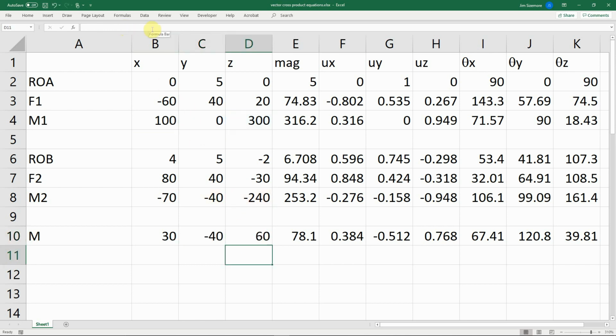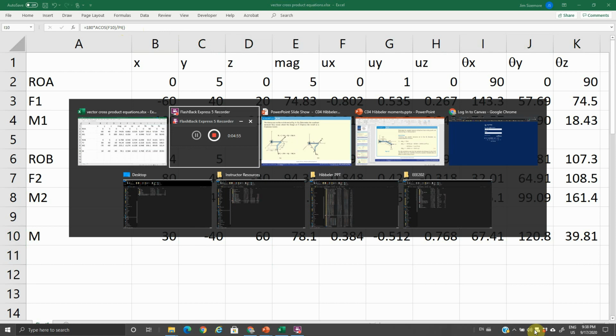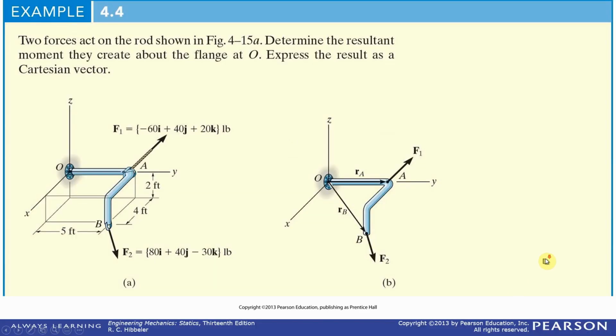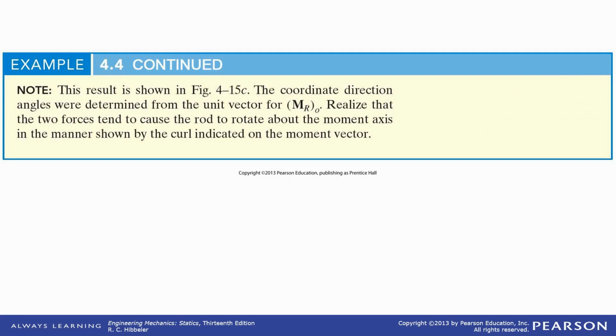Now, you'll notice the angles come along for the ride over here. Let's go back to the problem. And it goes through all the calculations and all the numbers and everything, which is why I like an Excel spreadsheet. You set it up, and the tedious number crunching math becomes automatic. And you get 30, negative 40, 60, just like the spreadsheet, and the angles, just like the spreadsheet. Less calculations by hand.